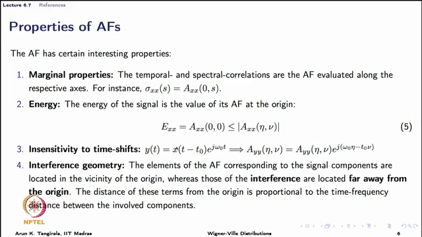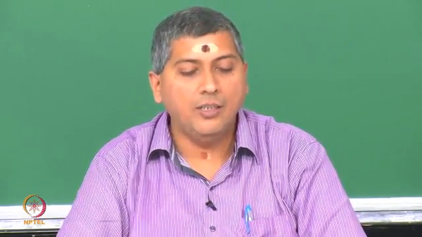y is a time shifted and frequency modulated version of x, and the ambiguity function of y is, again, it should be the ambiguity function of x times e to the j something. When I take the magnitudes on both sides, they should match, which means it is insensitive to time and frequency shifts. Now coming to the most important one, well, one important point was the energy: the energy of the signal is concentrated at the origin. Therefore, you should expect the signal components to be concentrated around the origin in the ambiguity function plane.